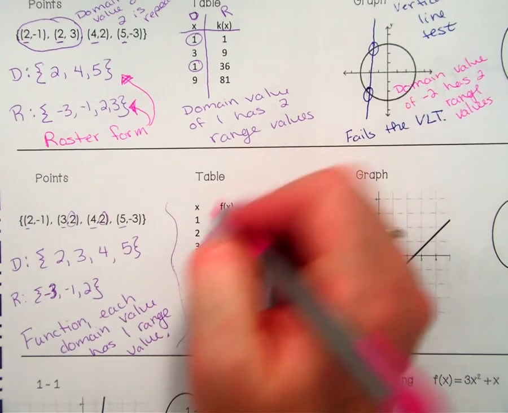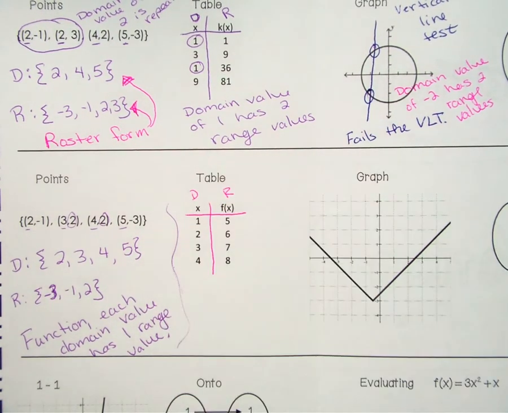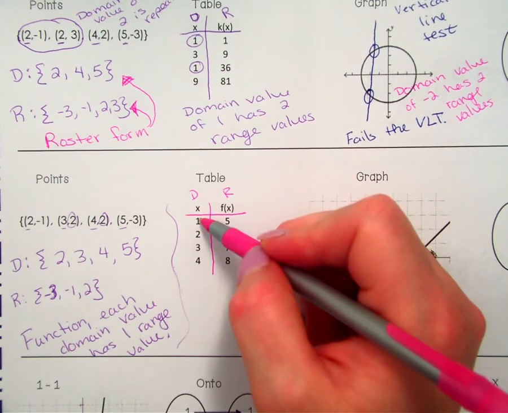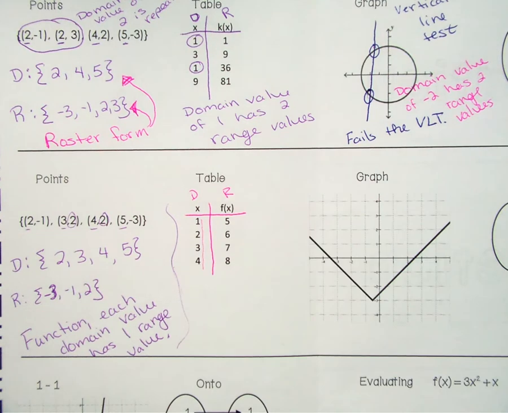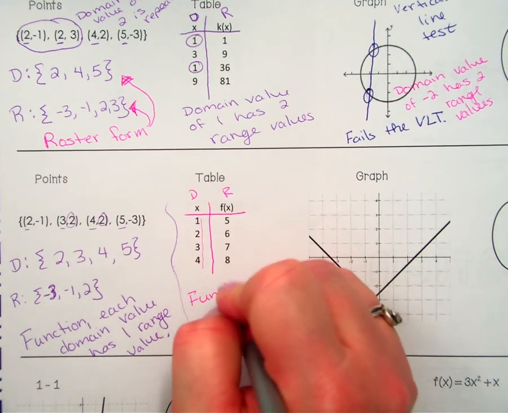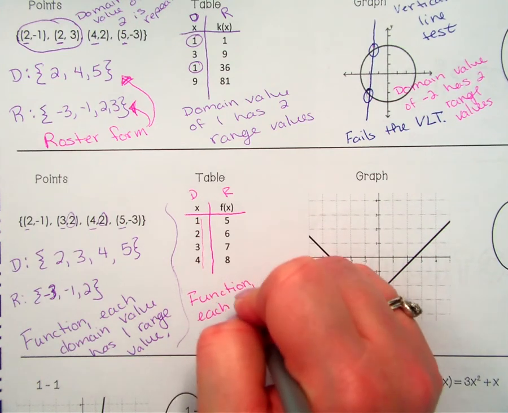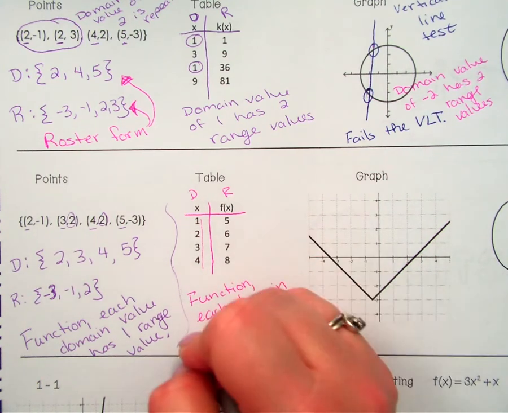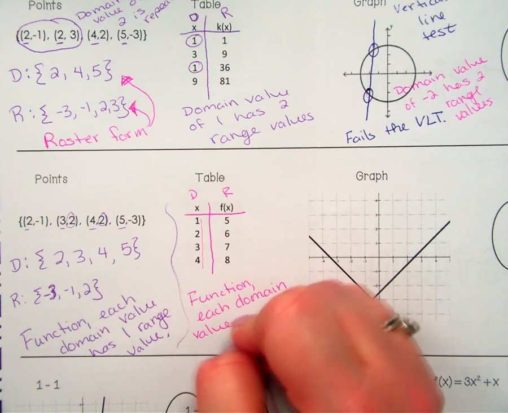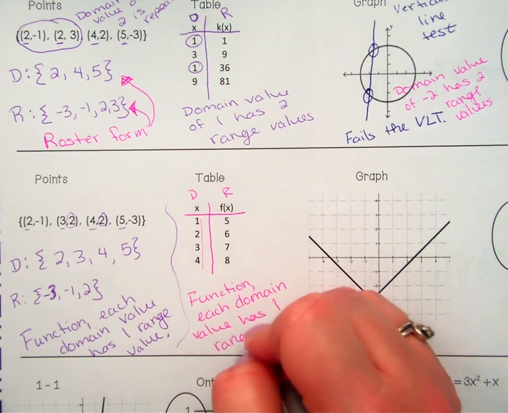So if we take a look at our table, again, here's our domain, here's our range. If I look at my domain values, they each have just one range value. It's not repeated. So this is a function. Each domain value has one range value.